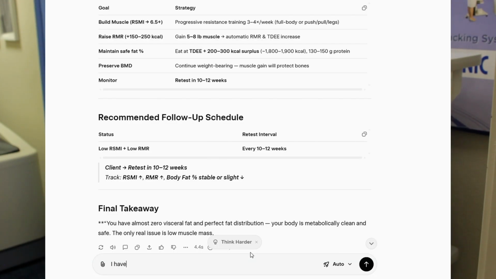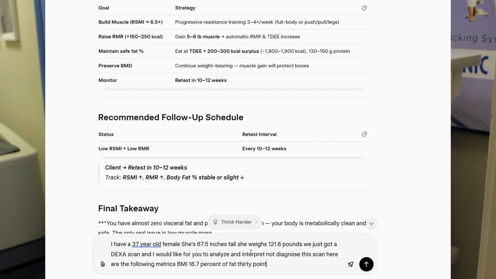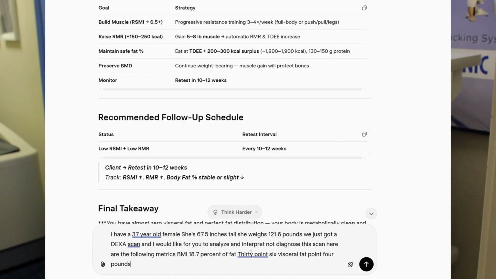I have a 37-year-old female. She's 67.5 inches tall. She weighs 121.6 pounds. We just got a DEXA scan, and I would like for you to analyze and interpret, not diagnose, this scan. Here are the following metrics. BMI, 18.7. Percent of fat, 30.6. Visceral fat, 0.4 pounds. RSMI, 5.05. AG ratio, 0.68. Bone mineral density, we're going to break it down by region.